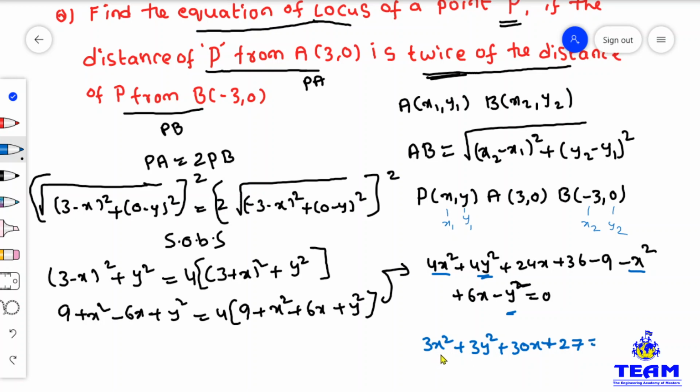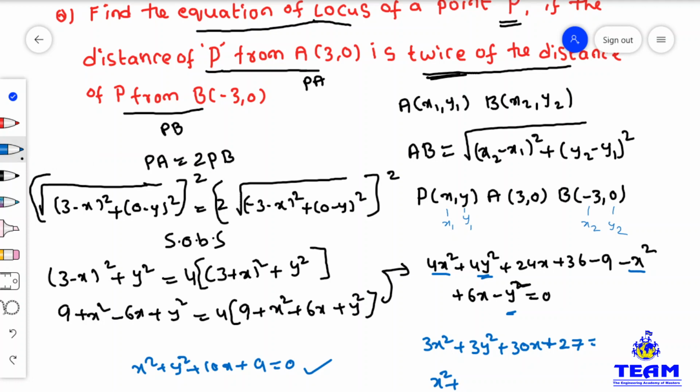So friends, here you see the x square coefficient is 3, the y square coefficient is 3. And for the rest of the terms, is there any common factor? Yes, 3 is common in all. So you can divide the entire equation by 3. Then you will get simply x square plus y square plus 10x plus 9 is equal to 0, which is the locus, the circle equation. Is it clear for everyone? Right. Now I will show you this geometrically.